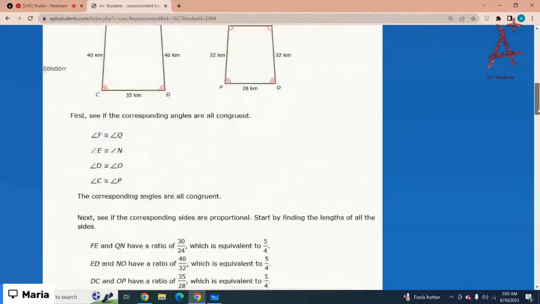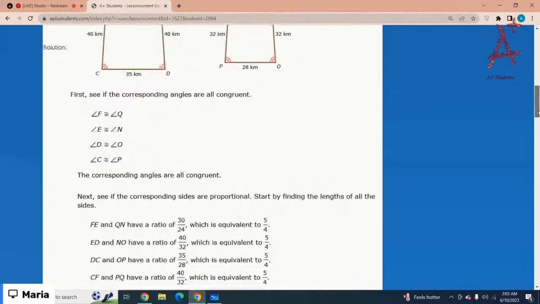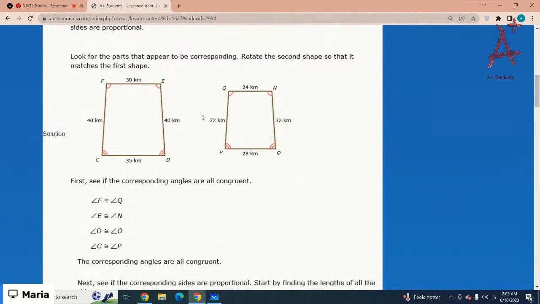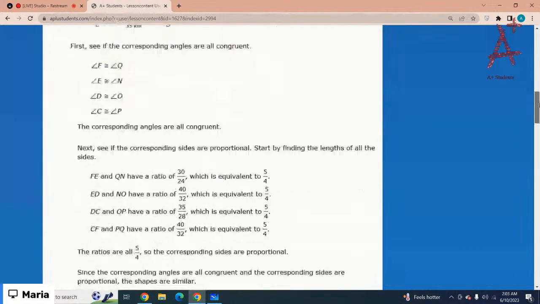So how do you see? You have to form a proportion between their sides. Got it? So FE is proportional to QN. So make a proportion 30 over 24. If they all are exactly equal, you can see they all are exactly equal to 5 by 4. That means both the shapes are exactly similar. Got it?